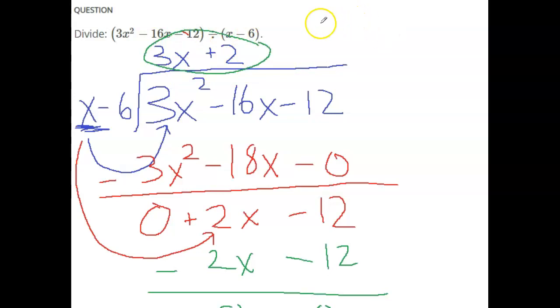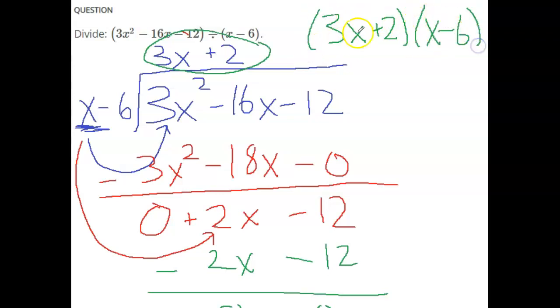You could check your work. If you do 3x plus 2 and you multiply it by x minus 6, you get the result here. All right. So do the multiplying two polynomials together to check your work, and you should get right back to that polynomial that you just divided.